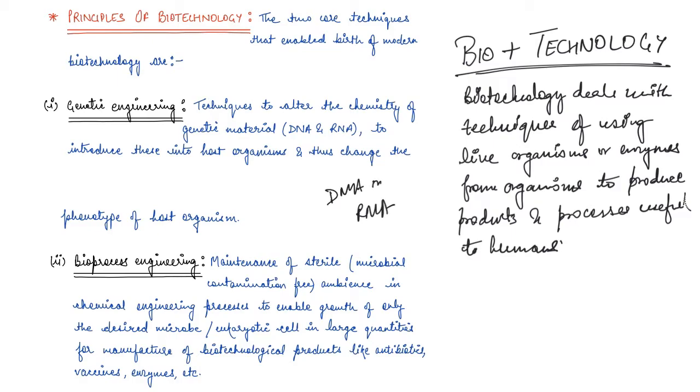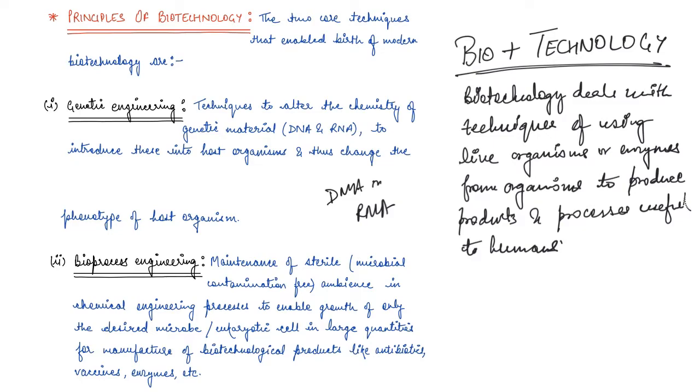And what we do is we basically alter the chemical composition of the genetic material, and we introduce these into host organisms, and we see that there is a change in phenotype of that host organisms, and basically it also helps in treatment of many diseases, right? So we use genetic engineering to treat a lot of diseases as well. So basically this is genetic engineering.